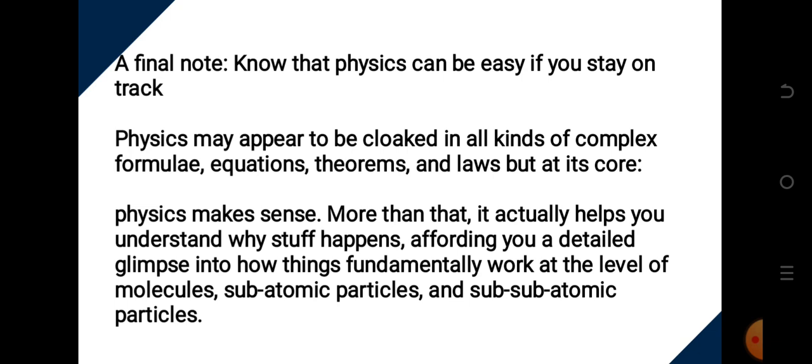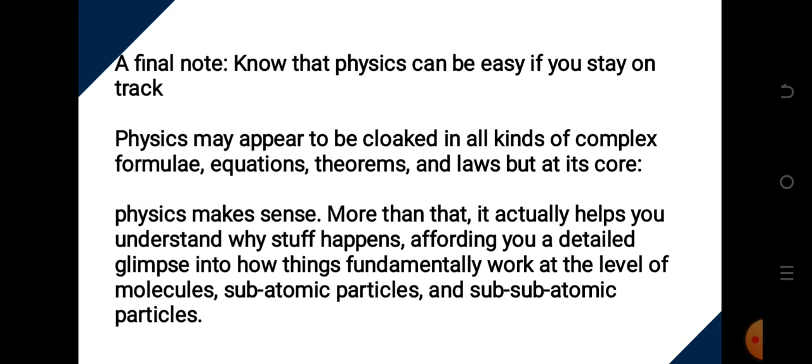When I throw two objects of different masses and I throw them down, you discover that the two objects, irrespective of their mass, are going to fall at the same rate. Physics explains why that happens. So physics gives you a glimpse into how things fundamentally work at all levels, of molecules and subatomic particles. So physics is interesting.